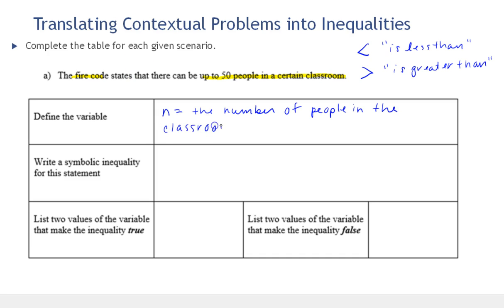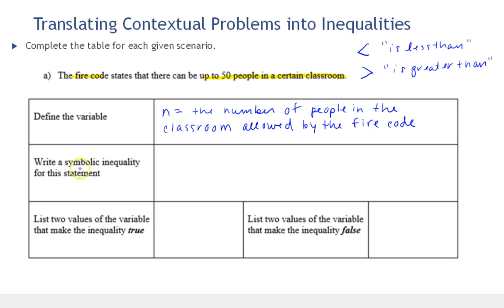and specifically we're interested in here the number of people in a classroom that will meet the fire code regulations. So we want to include that. There could be any number of people in the classroom up to some point where no one else would fit, but we want specifically the number of people in the classroom allowed by the fire code. So always try to be as specific as possible.